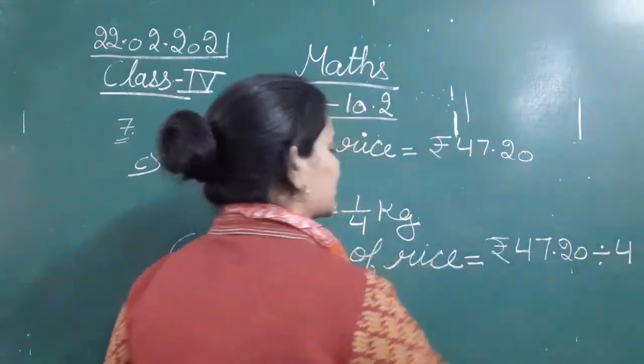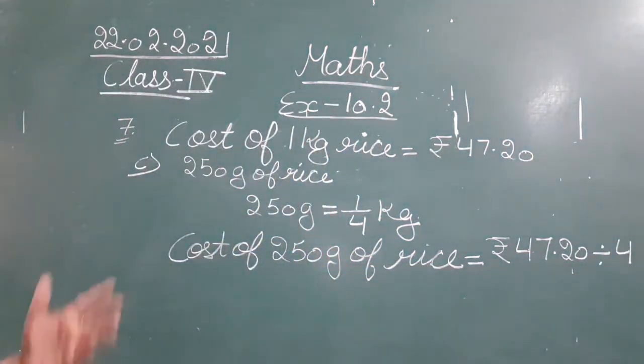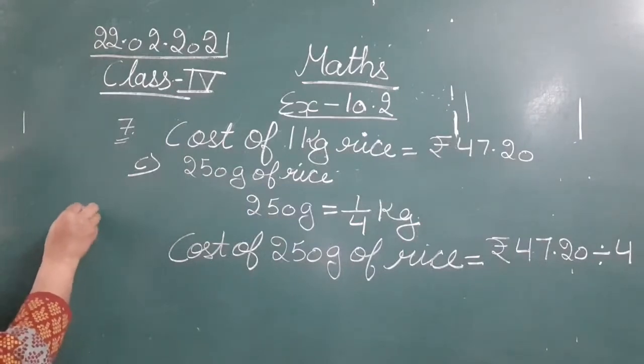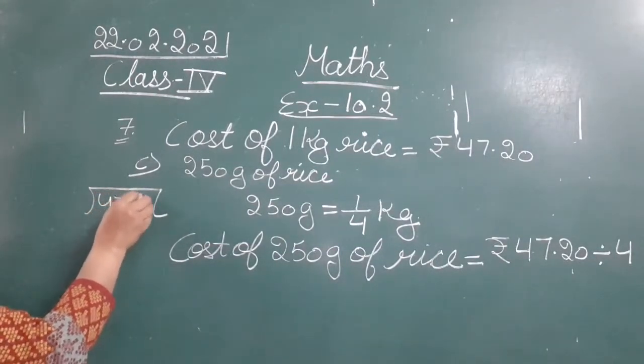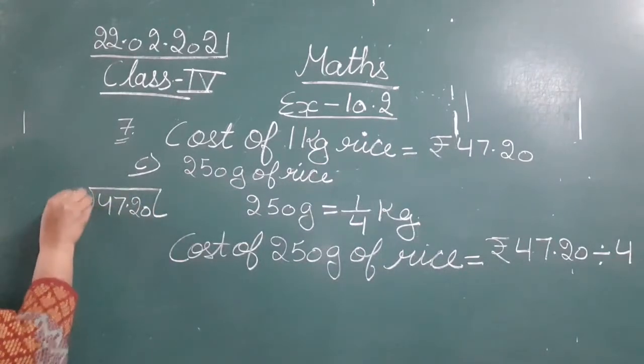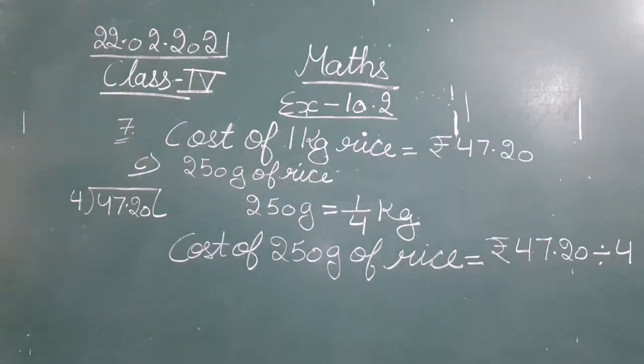Okay, so now we will divide it by 4, for calculating the cost of 250 gram of rice. So let's do the division here. I am doing the division part here, that is 47 rupees and 20 paise divided by 4. So we will divide 47 rupees and 20 paise by 4.